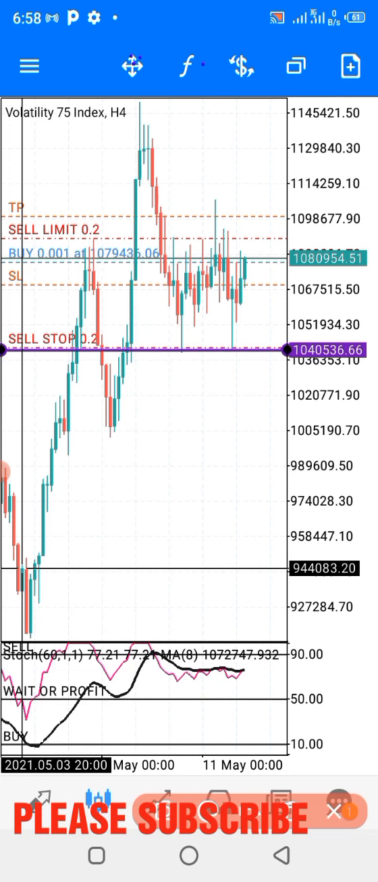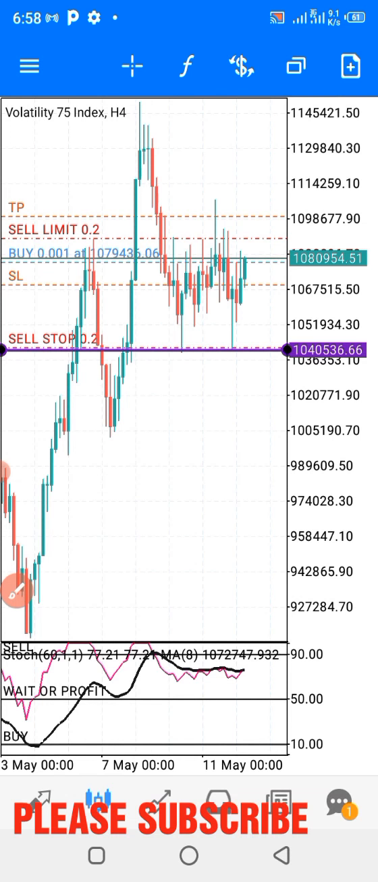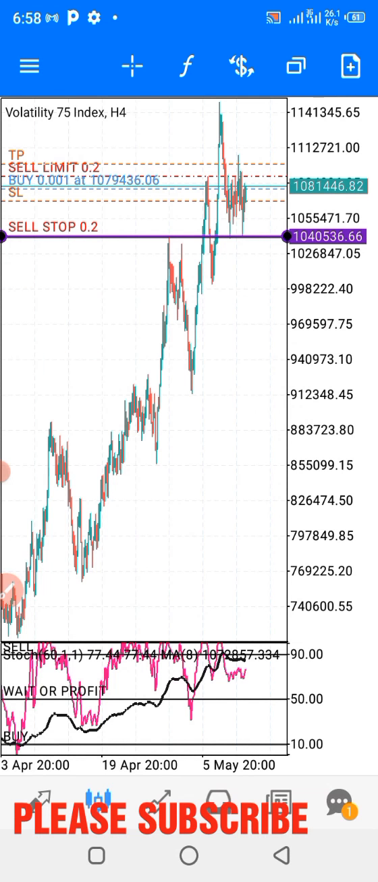Now let's go back. You minimize. So you see, if you buy, you have made profit. At times your stop loss might not be hit and your take profit might not be hit, then you can take your profit at a level.